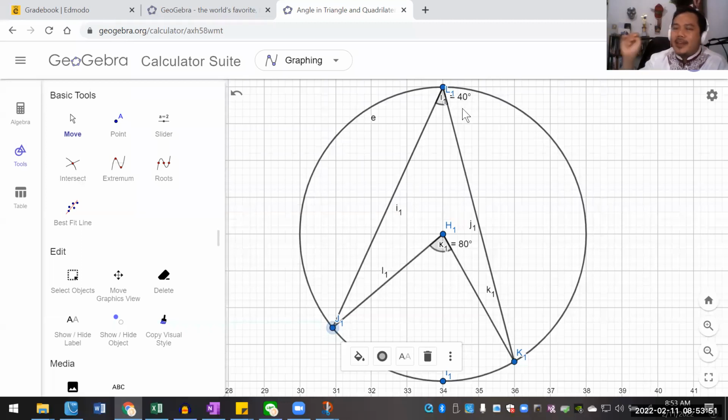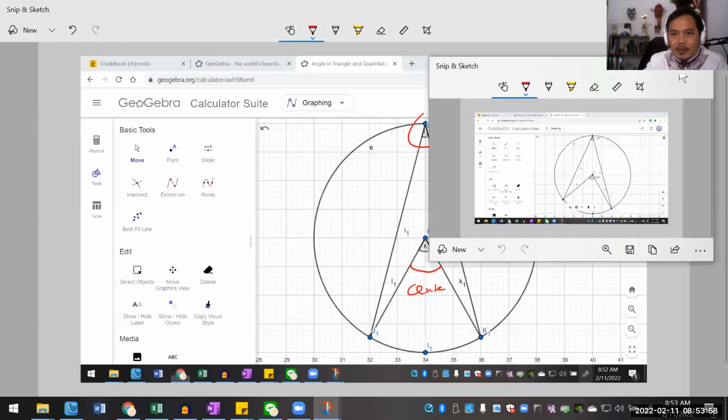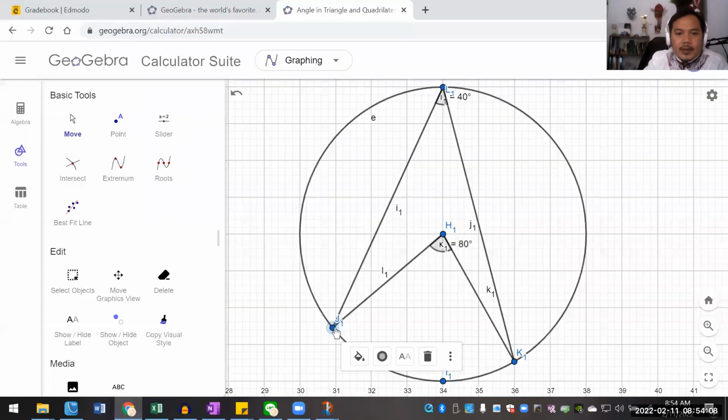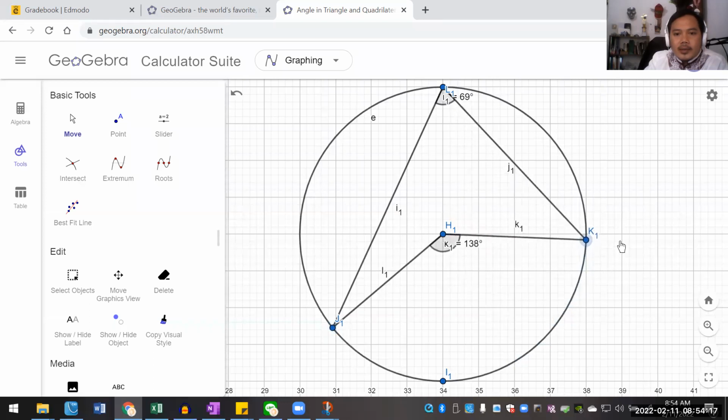Okay, I'm going to give you the last one. Sorry, I'm going to screenshot this one first so that we can go back later. So this is 80 and this is 40. Previously 60 and 30, now 80 and 40. Now I'm going to make the angle inside a little bit bigger. I'm going to move this point here. There we go. Now it's 140 and 70.